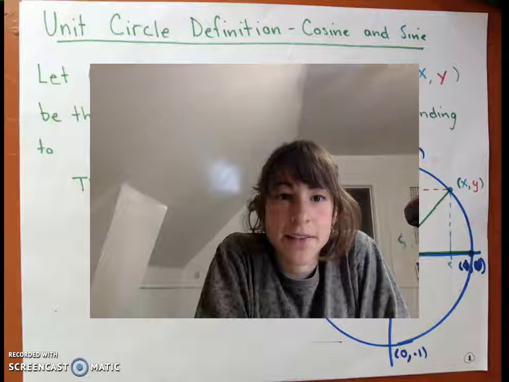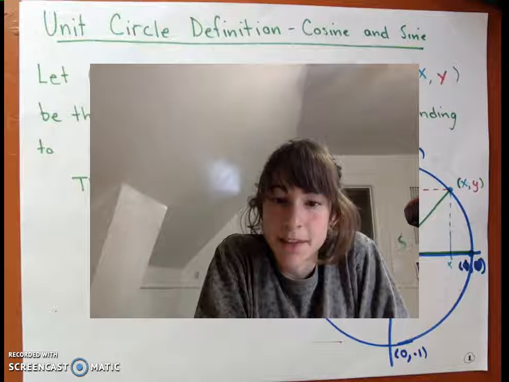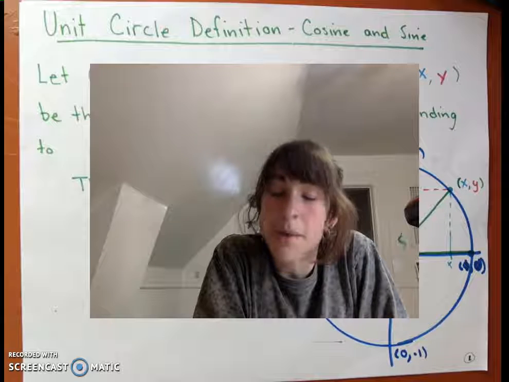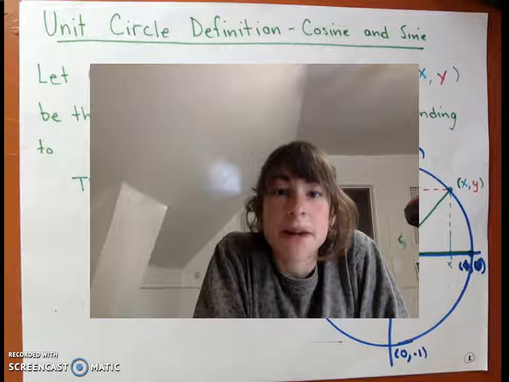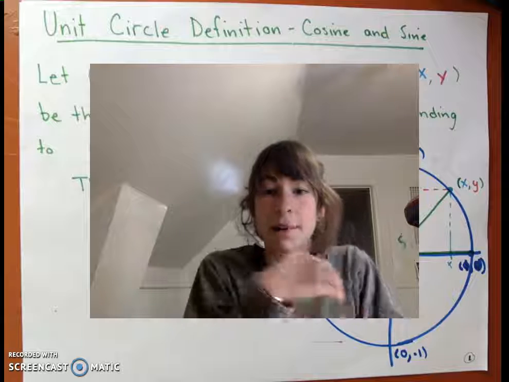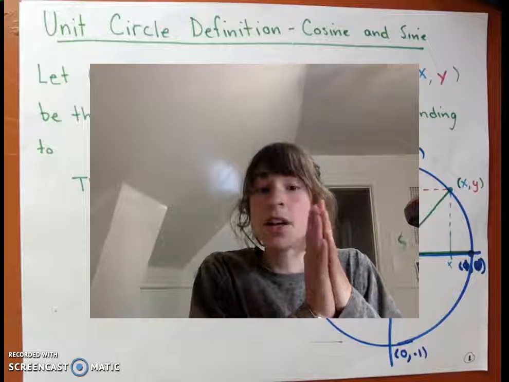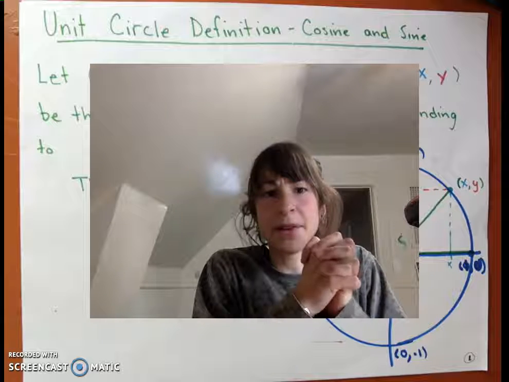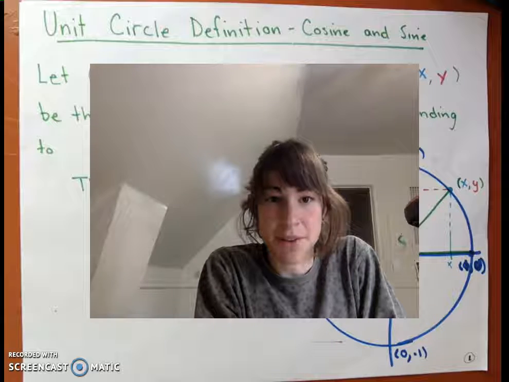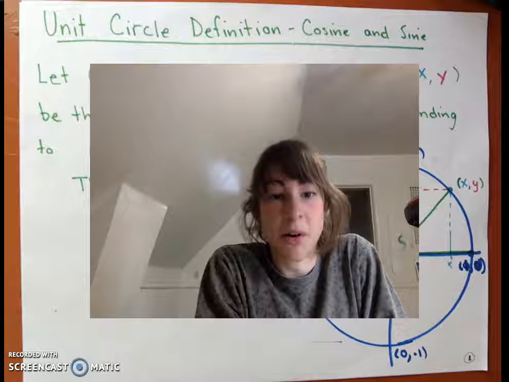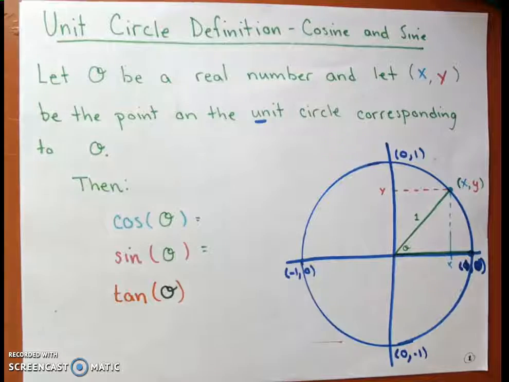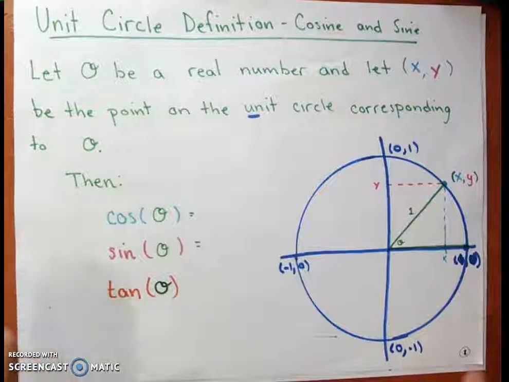Hi everyone, in this video, as I promised, I'm going to give you another definition for sine, cosine, and tangent that will always work, no matter if the angle is part of a right triangle, or if it's obtuse, or if it's a totally weird angle that you might never know how to evaluate otherwise. This method will always work, and we'll practice it in class. So, here's how we define it.